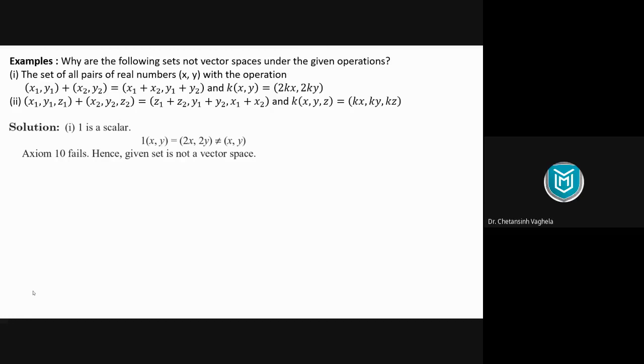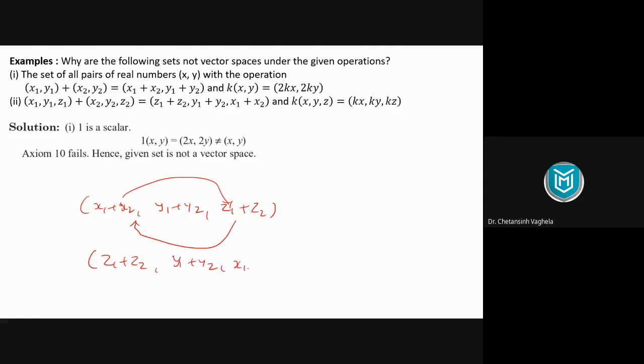Yes, addition is different because (x1, y1, z1) plus (x2, y2, z2) ideally should give you (x1 plus x2, y1 plus y2, and z1 plus z2). But it is not like that. The z component is first, the x component is last. So it is given like this: (z1 plus z2, y1 plus y2, x1 plus x2). That means the weird condition is for addition. Otherwise, the scalar multiplication is standard. k times (x, y, z) is equal to (kx, ky, kz). So I think there should not be any problem with conditions 6 to 10. The problem can be there with conditions 1 to 5.